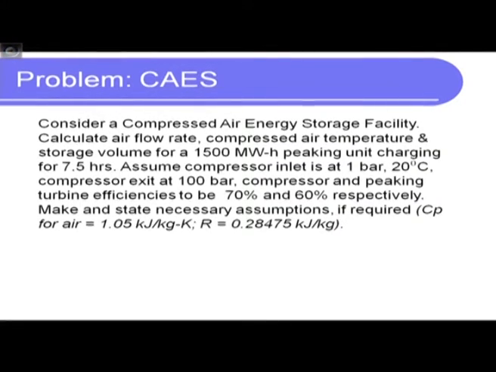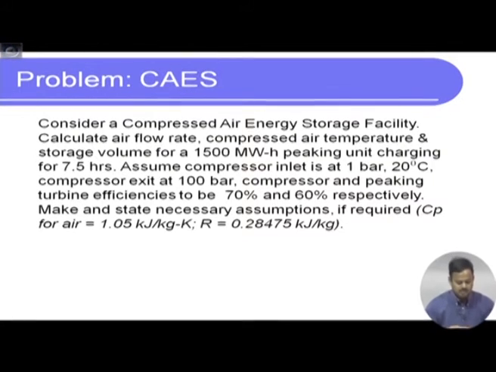For example, the peaking unit is 1500 megawatt hour, and it is charging for 7.5 hours. Then the compressor inlet conditions are given, pressure and temperature, and the compressor exit pressure is also given. The peaking turbine efficiency and the compressor efficiency are both given, and they are not very high as we can see. A few properties are given. So, if we are given this problem, how do we solve it? Let us remember what we did.